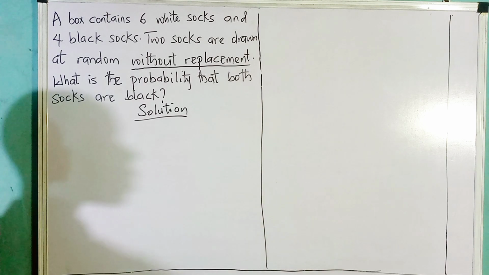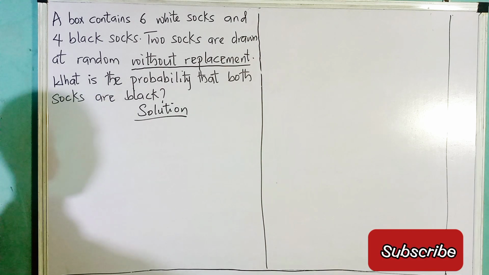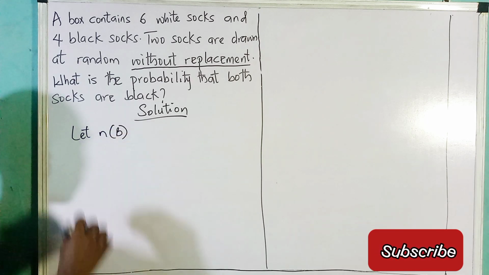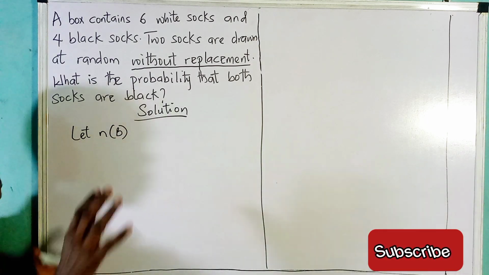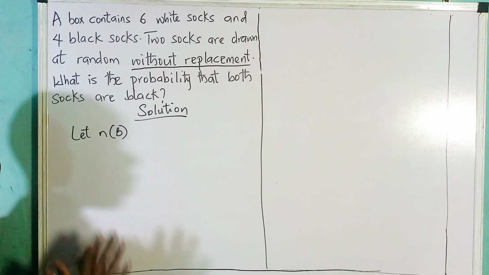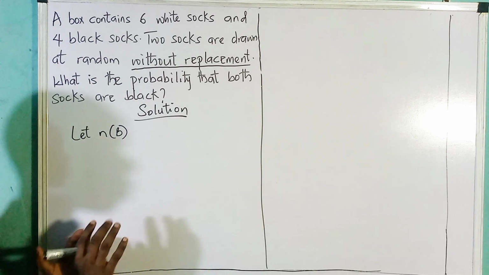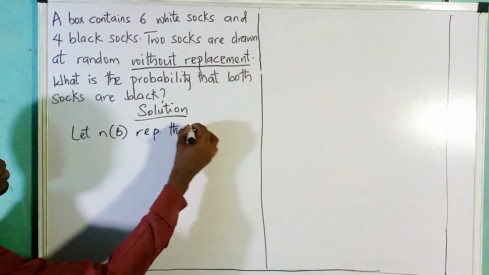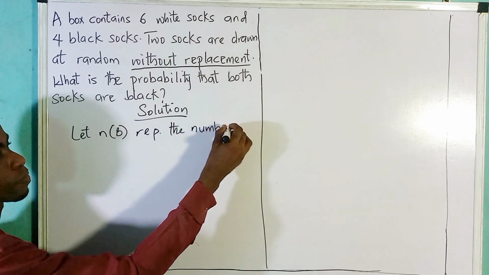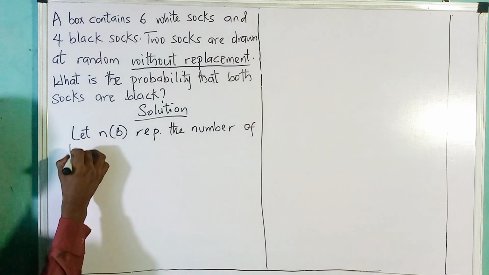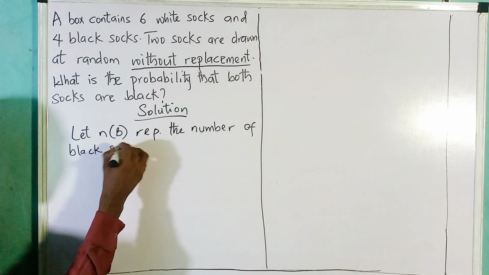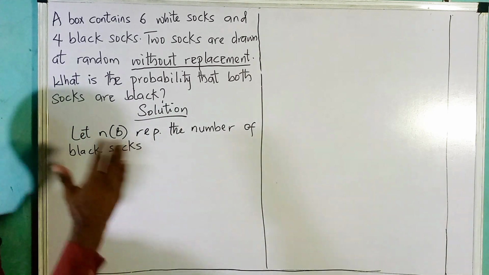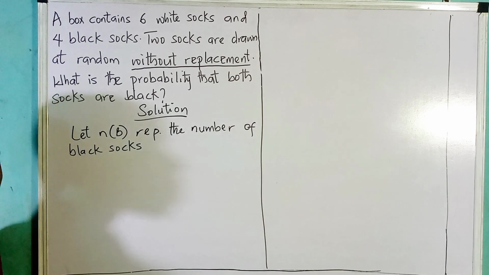Okay, so let's start defining some of the terms we'll be using. You can define it the way you like, but based on what I'm solving, this is what I want to use. Let NB, B for black, N for number, represent the number of black socks. I'm going to leave white out, because the question is just about black.